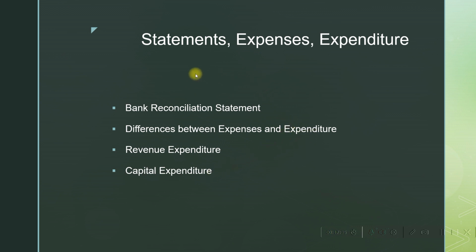So now we have covered statements, expenses and expenditure.